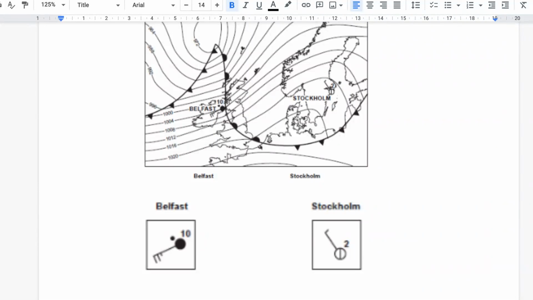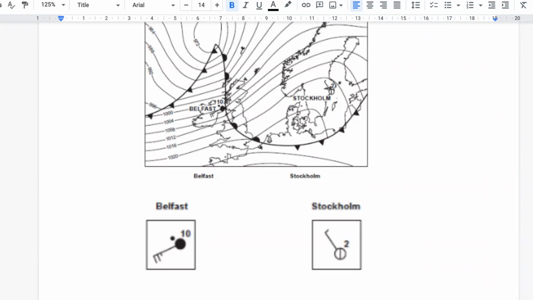Okay, so why is there a difference in wind speed? Well, we can see that Belfast has 25 knots compared to only 5 in Stockholm. So it's 20 knots stronger winds. Why is that? It's quite simple to say that the isobars are much closer together in Belfast than they are in Stockholm, which is why Belfast has stronger winds.